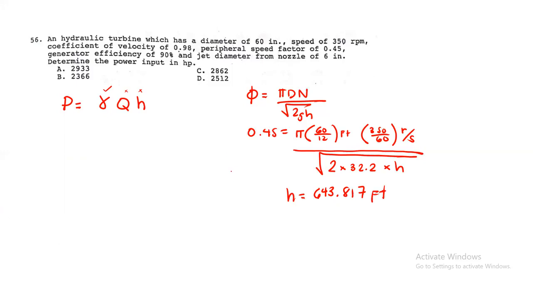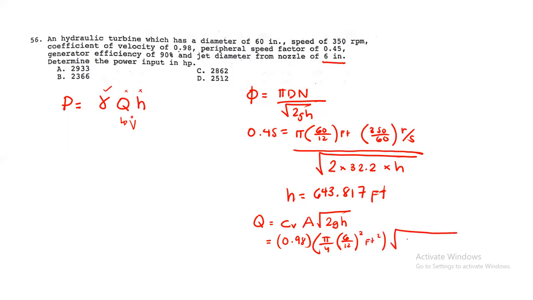Then, yung Q. Kunin natin si Q or si volume flow rate. Si volume flow rate, makukuha natin using CV, coefficient of velocity times area times square root ng 2GH. Ganyan na yung formula ni Q. So, CV natin is 0.98. Then, ang area natin na gagamitin dito is pi over 4 times, hindi pala 60, itong diameter na ng nozzle or jet diameter from nozzle, 6 over 12 squared feet squared times square root ng 2 times 32.2 times itong height na 643.817 feet.